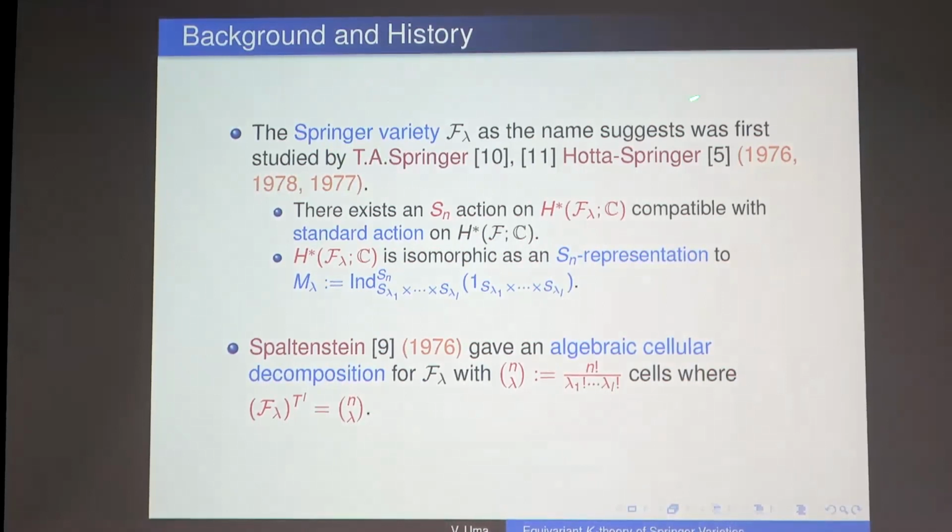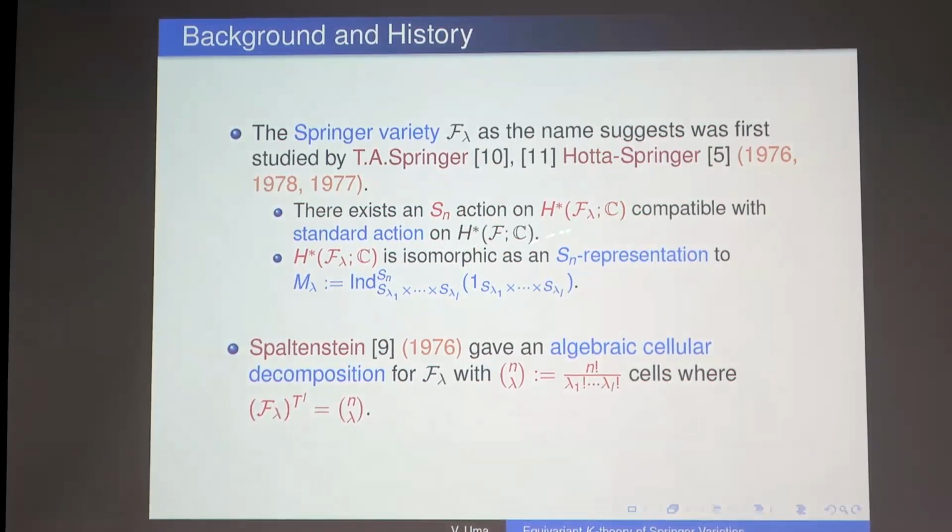So as the name suggests, this was studied by T.A. Springer and by a series of papers by Springer and Hotta-Springer, which appeared in 1976, 77, 78. So what Springer showed was there exists an action of the symmetric group Sn on the cohomology of this Springer variety, with complex coefficients.